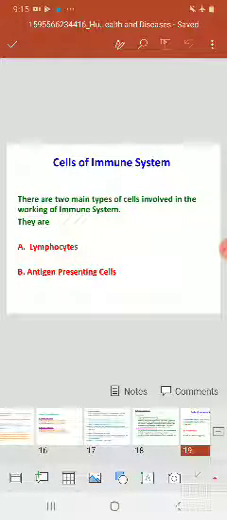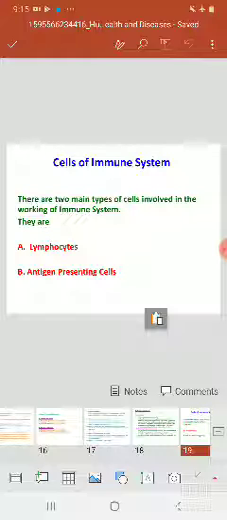Hello, friends. In the first part of this chapter, Human Health and Diseases, we have shown the definition of immunity, immunology, antigen, antibody, and types of immunity, that is, the inborn innate immunity or acquired or adaptive immunity. Now, let's start with which cells perform the role in this immune system.